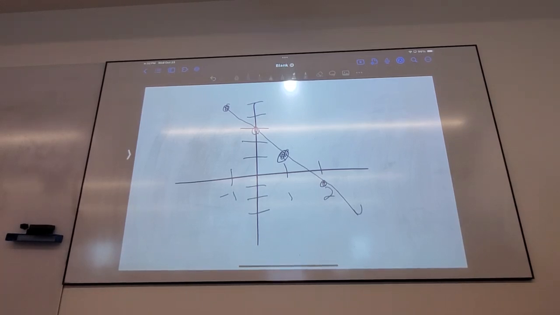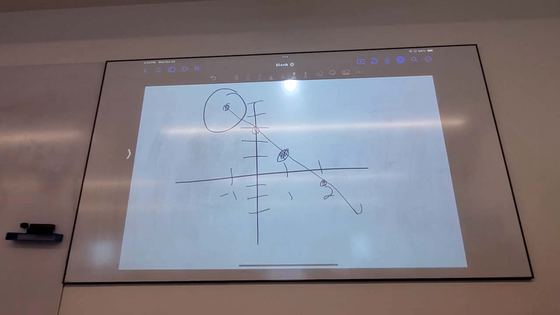Is there an absolute minimum? No. Is there a local anything? No. Because can the local max or min occur at the endpoints? No. And there's no bumps, so there's no local max or min, there's no absolute min. Is there an absolute max? Yeah. What is it? Oh, okay, yes.